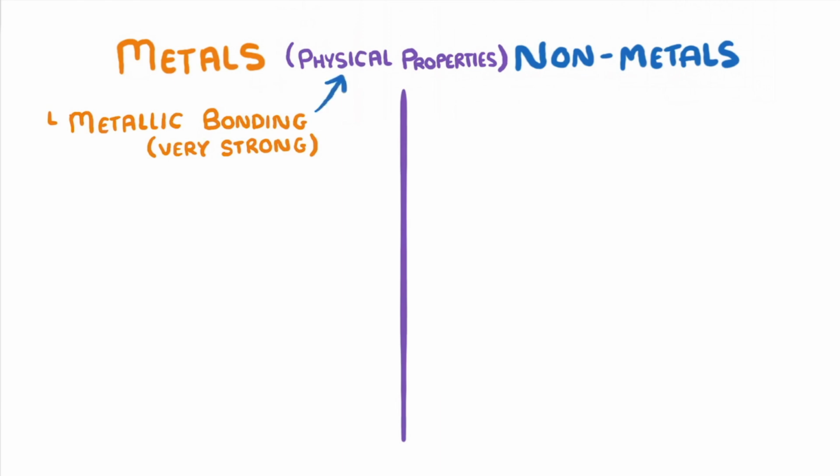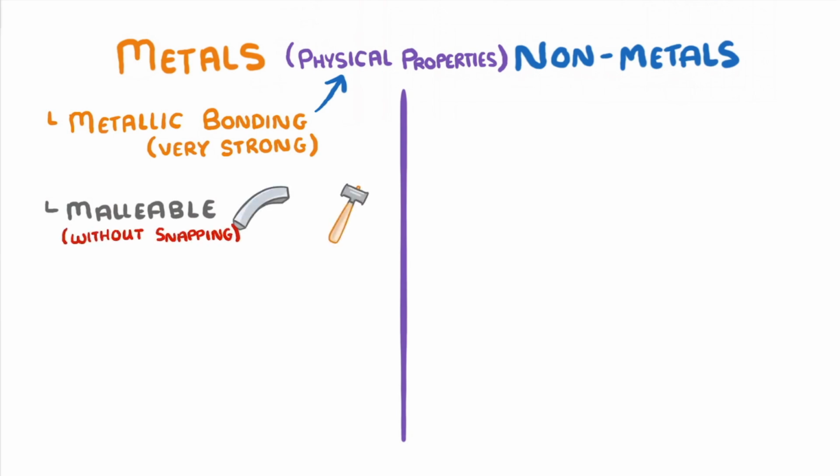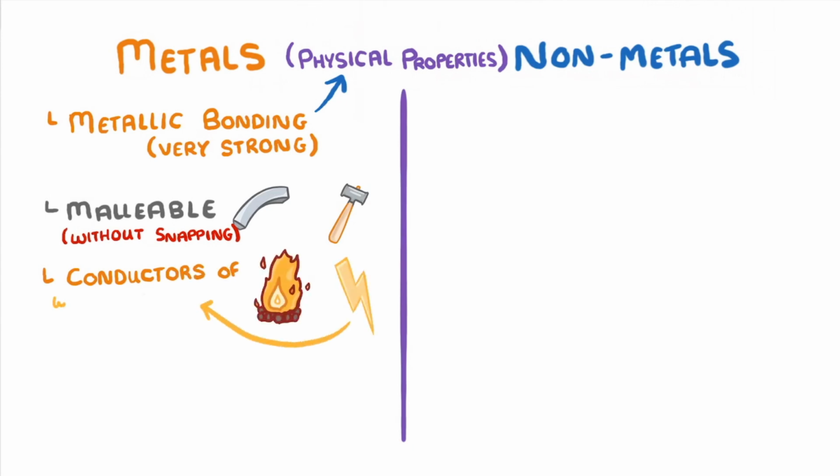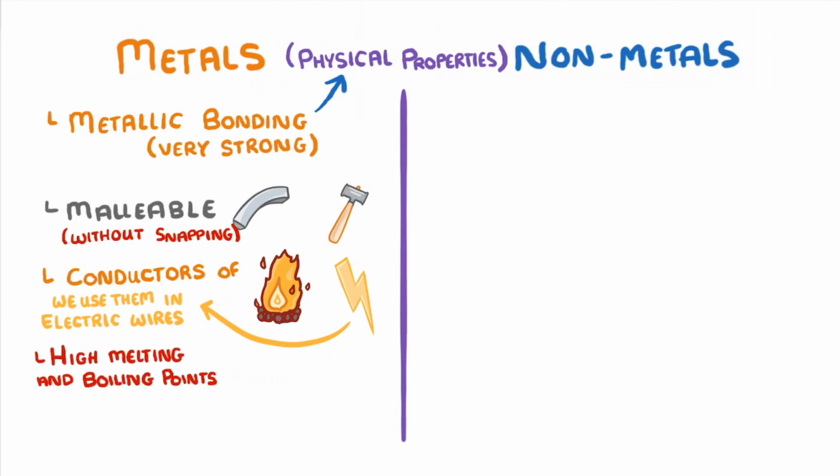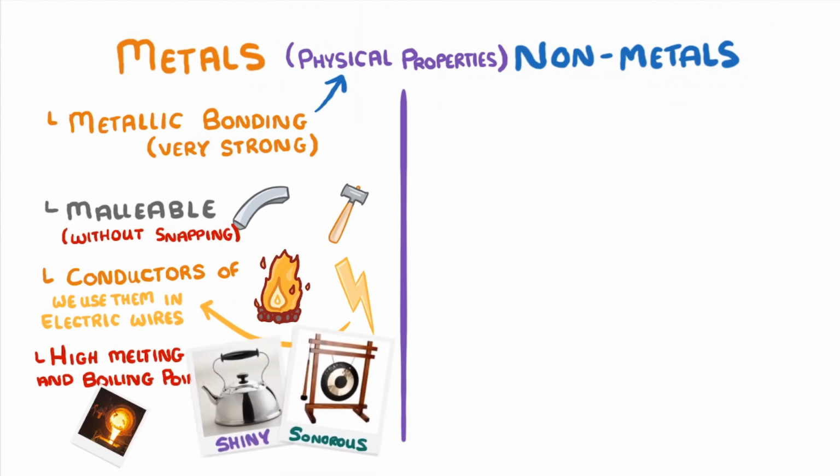As well as being strong, metals are also malleable, which means that they can be bent or hammered into shape without snapping. They're also great conductors of heat and electricity, which is why we use them in electric wires. And nearly all of them have high melting and boiling points. In fact, some of them still won't have melted at 2000 degrees. Other properties include being shiny and being sonorous, which means they create a ringing sound when you hit them.